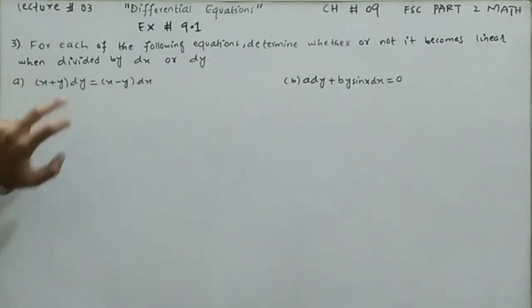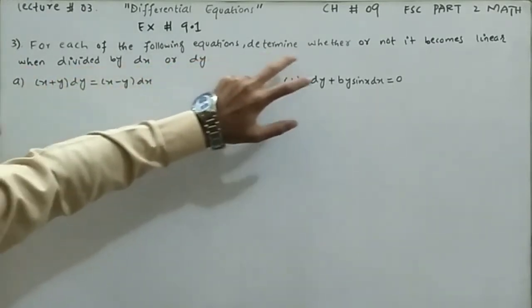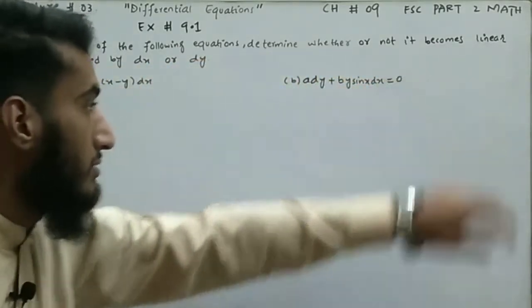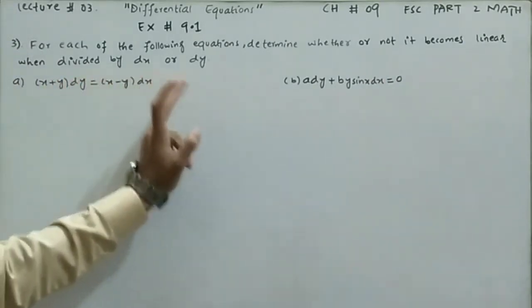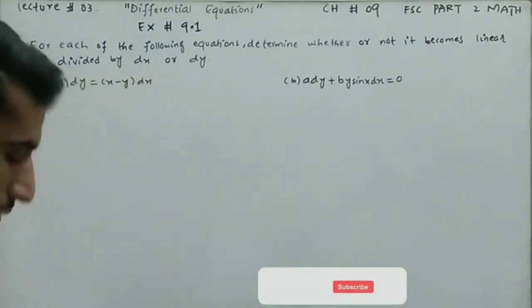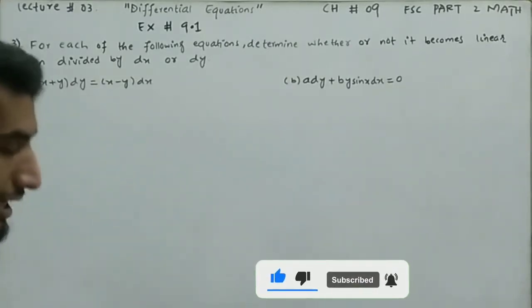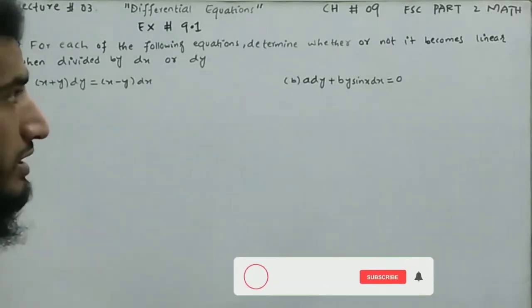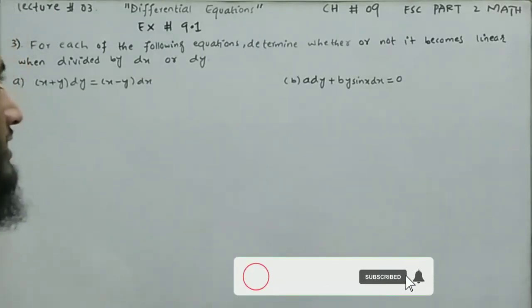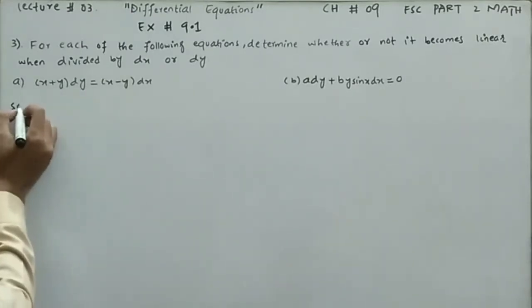Question number 3 tells that for each of the following equations, determine whether or not it becomes linear when divided by dx or dy. So we will understand that there are total 4 parts. We understand that either the given differential equations are linear or not linear. We already understood this question in question number 1 of this exercise number 9.1 in detail. So move toward the first part.